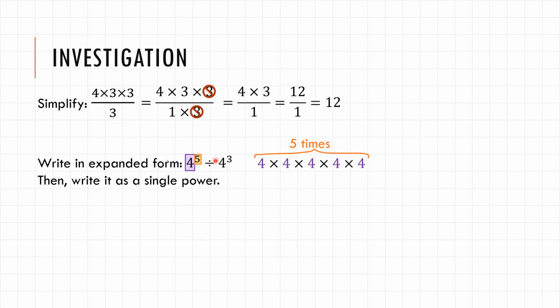And then we're dividing, right? So instead of writing this as the division symbol, what I'm going to do is write it as a fraction, right? A numerator and a denominator, just like we have here. These mean that you divide. So I'm going to divide this, and what will my denominator be? In this case, I'm dividing by 4 to the power of 3, and 4 to the power of 3 means I'm taking 4, and I'm multiplying it by itself 3 times. So this is the expanded form of 4 to the power of 5 divided by 4 to the power of 3. Let's write this now as a single power.